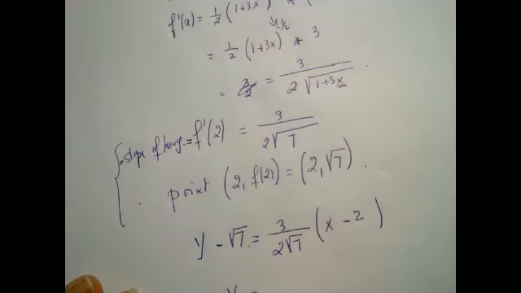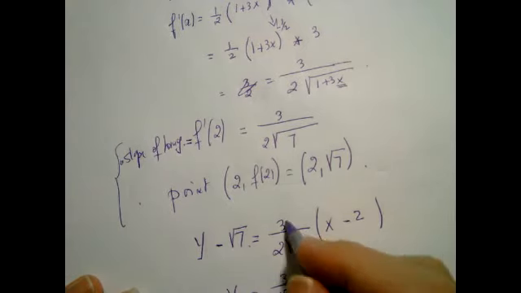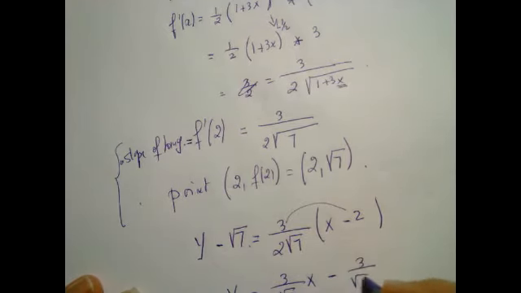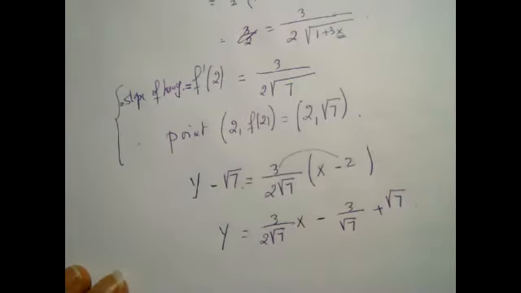And you can simplify it a little bit, not much. X minus, you should distribute here. The 2 and the 2 simplify. You have 3 over root 7 plus the square root of 7.